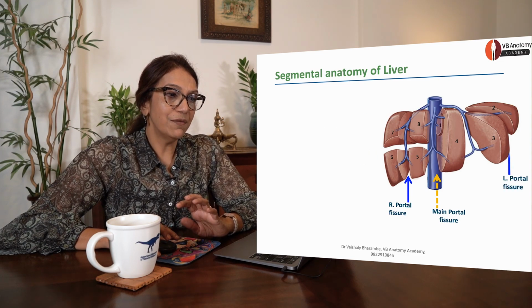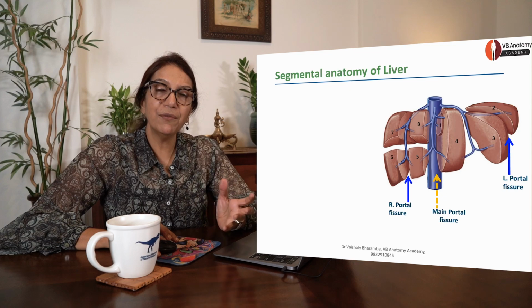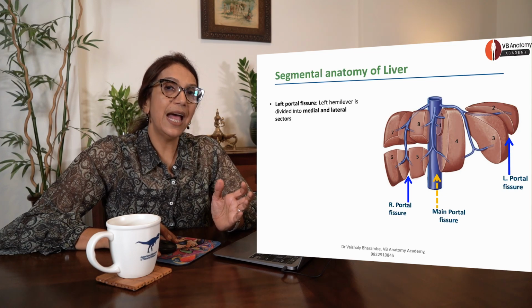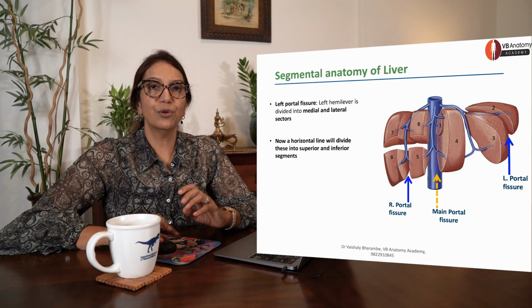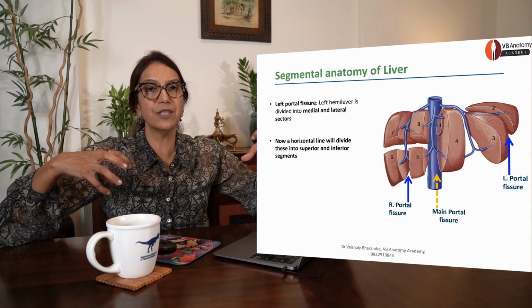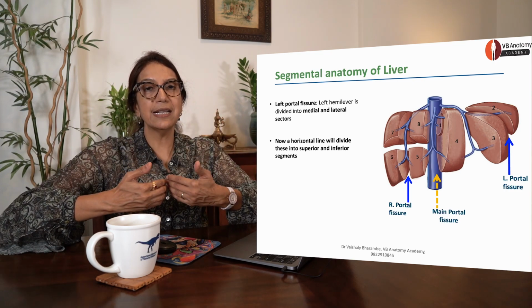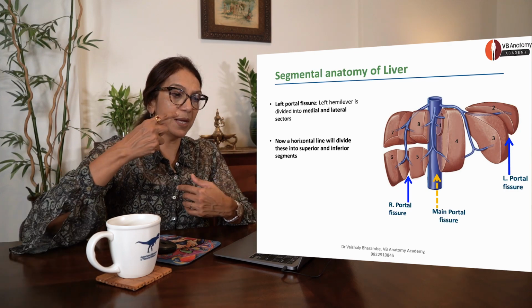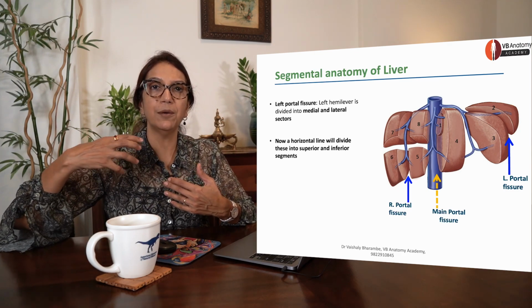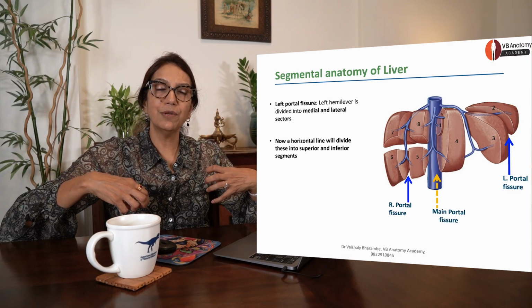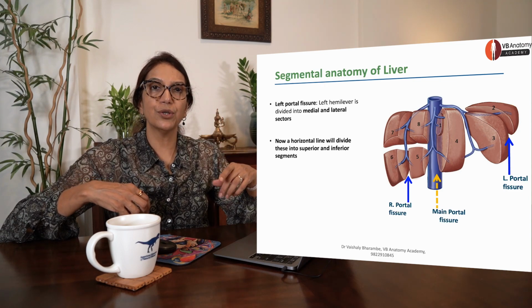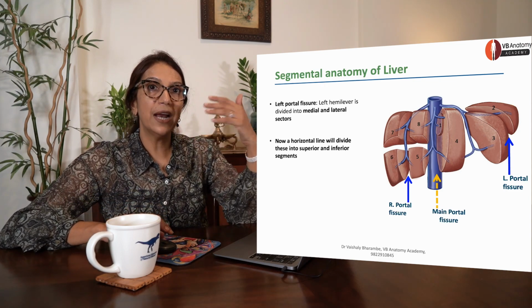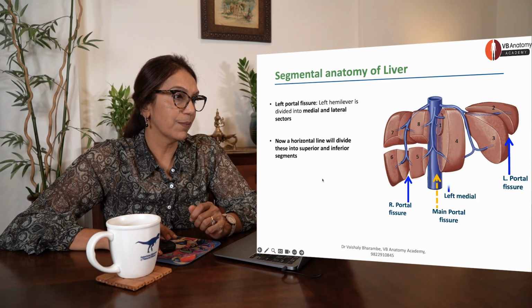A left portal fissure helps to divide your left lobe into lateral and medial lobes. So this is how your liver was divided by this Cantlie's line into right lobe and left lobe. The right lobe was divided by the right portal fissure into anterior and posterior. The left lobe was divided by the left portal fissure into medial and lateral. Try to understand all this.